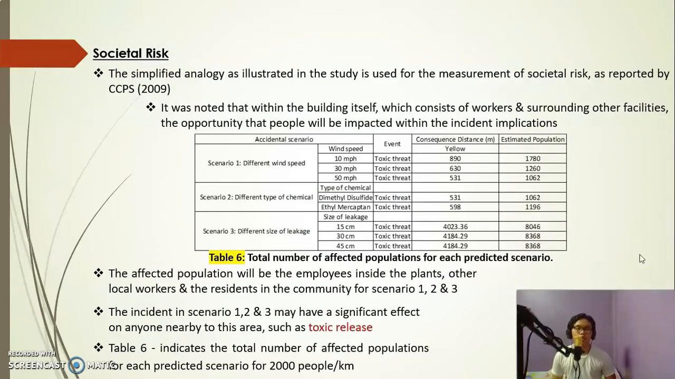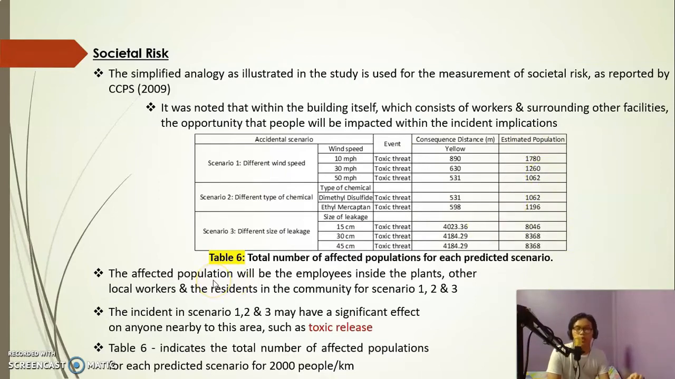The next one is the societal risk. The simplified analogy as illustrated in the study is used for measurement of societal risk as reported by CCPS 2009. It was noted that within the building itself, which consists of workers and surrounding other facilities, there is an opportunity that people will be impacted within the incident implication. Based on table 6, the total number of affected population for each predicted scenario, we have 3 predicted scenarios here. The estimated population for each of the scenarios that were affected by the societal risk is stated in this table, which exceeds 1,000 people here.